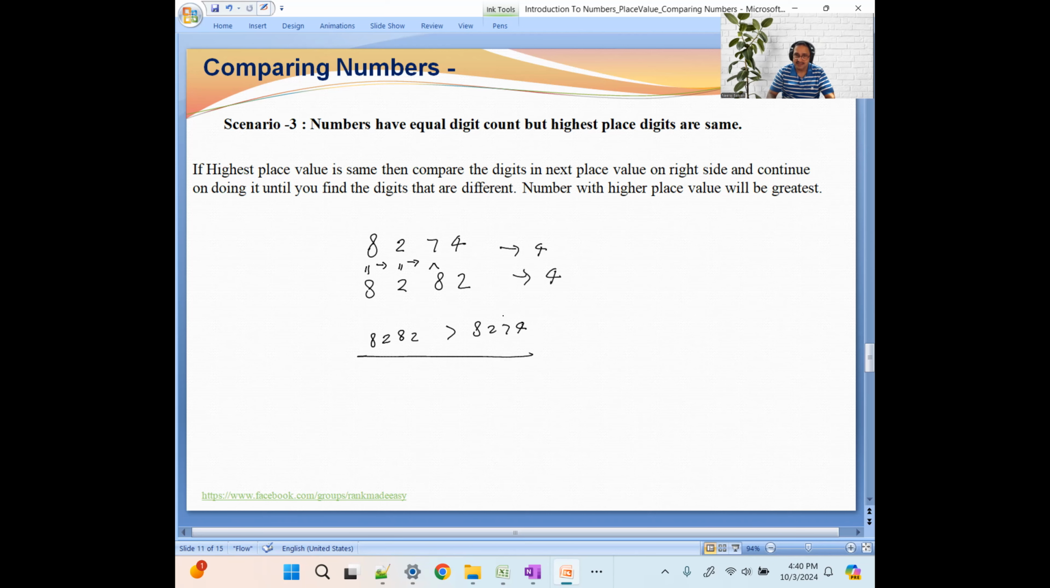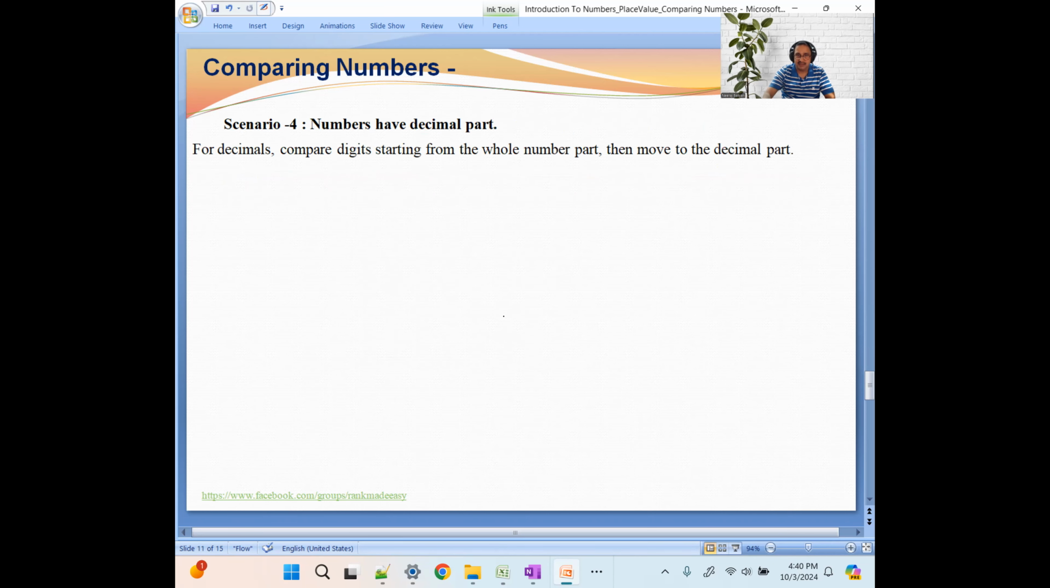It was easy, right? And easy to understand. That's good. Now, scenario 4. So far what we discussed was about the whole numbers. Now, if a number has a decimal part also, how will you do it?